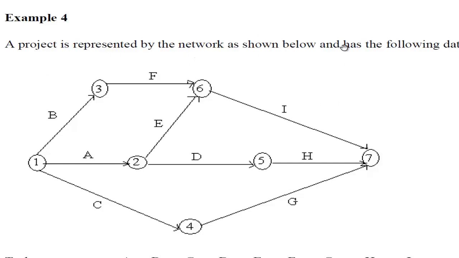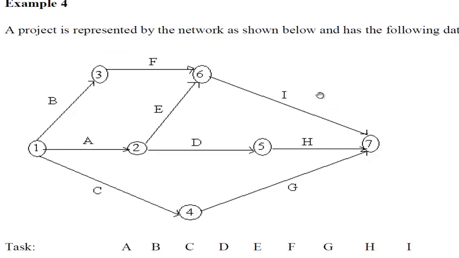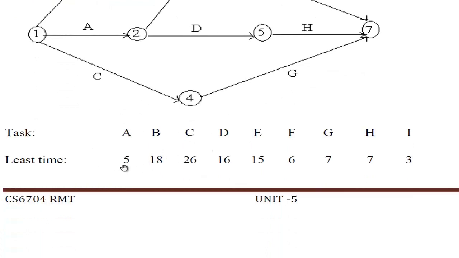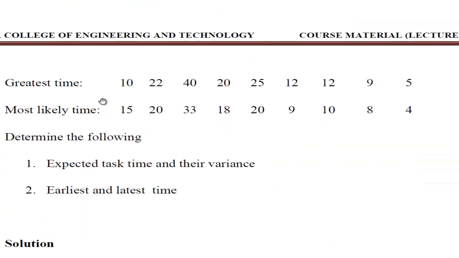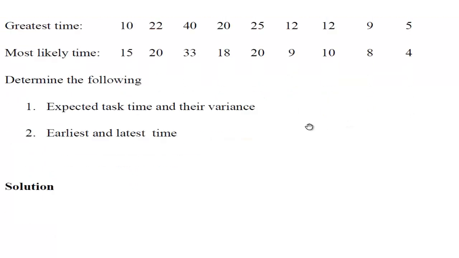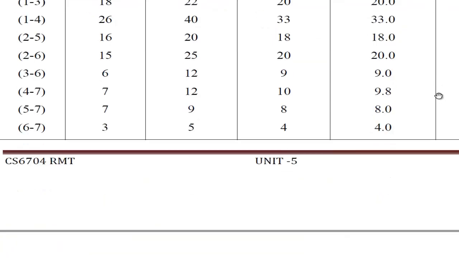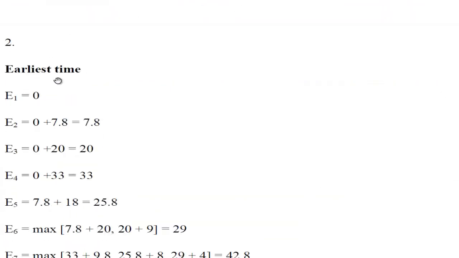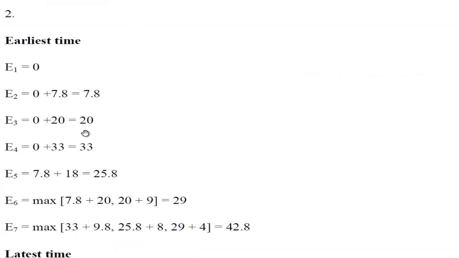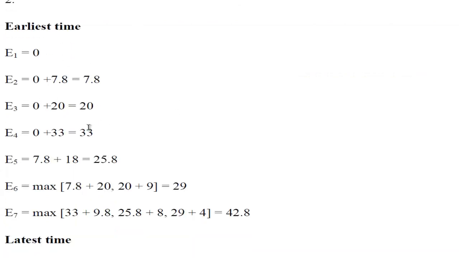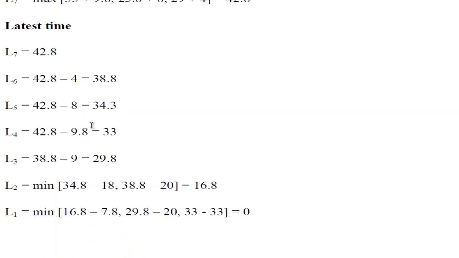Now, example 4 is the project represented by the network as shown below and has the following data. So data is given: least time is this one, greatest time is this, most likely time is this. So what you have to do is find the expected task time and their variance, and the earliest and latest time. So you have to calculate the expected time using this formula, and the variance. We have discussed the formula of it. Okay, then what is the earliest time? So just check it out. Earliest time is like this. You just use your copy and pen, try to calculate yourself, pause the video and check your answers, right?